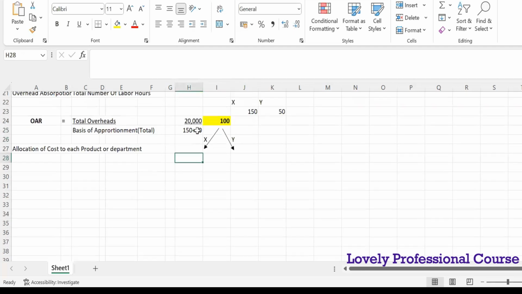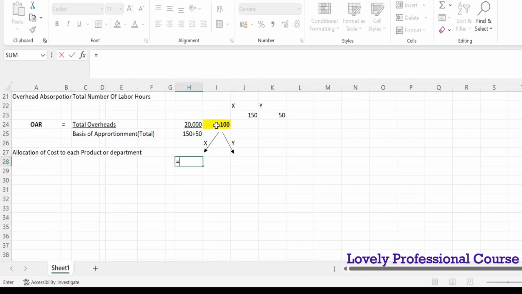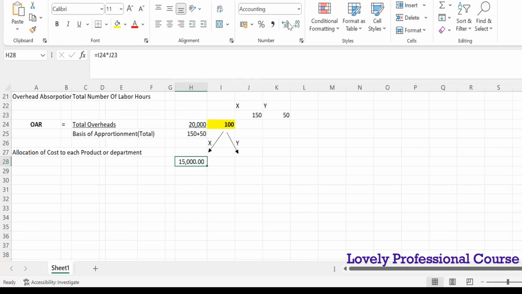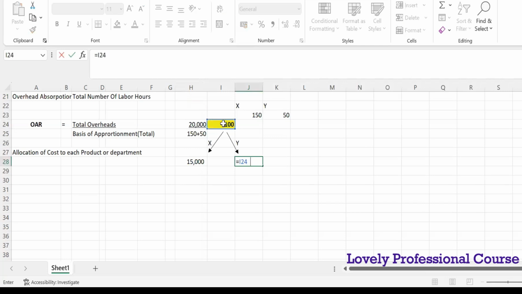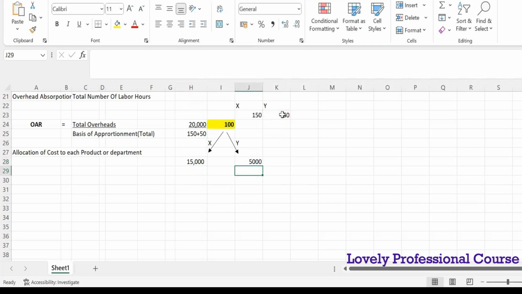So for X, I need to take this overhead absorption rate to get the overhead to be allocated to product X. I multiply it by 150, which is the labor hours used to produce product X. For Y, the same scenario, I take this overhead absorption rate and allocate it to this 50 only, then I get the answer. That is how we deal with allocation under absorption costing.